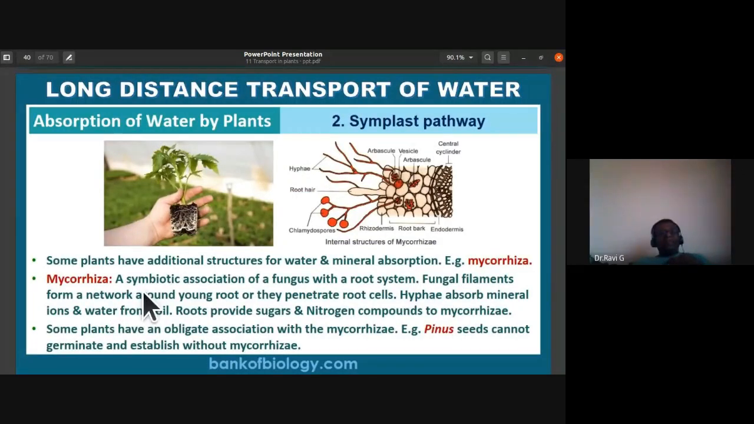In some plants, there are additional structures for water and mineral absorption.